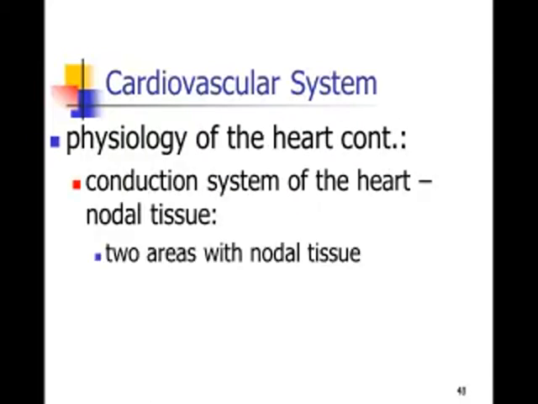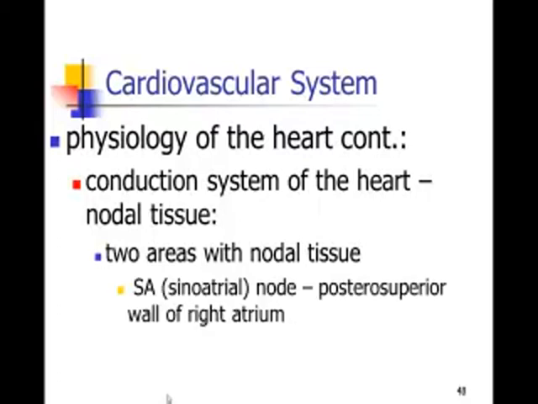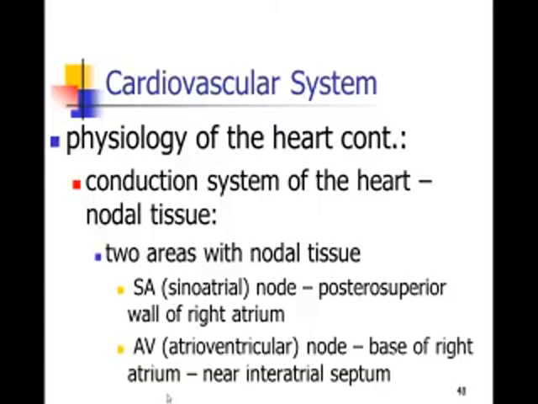So there are two areas within the heart that have nodal tissue. Some of you probably know that. And the nodal tissue is going to undergo self-excitation. You might even know somebody like that. One of them is the sinoatrial node, or SA node. And the SA node is going to be in the posterior superior wall of the right atrium. Then the second node is going to be the AV node, or atrioventricular node. That's going to be at the base of the right atrium near the interatrial septum.